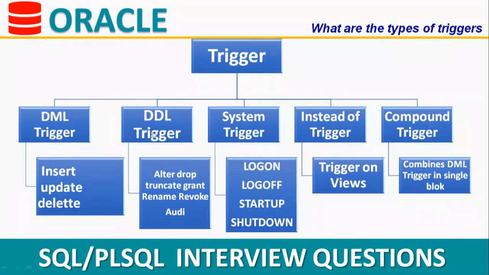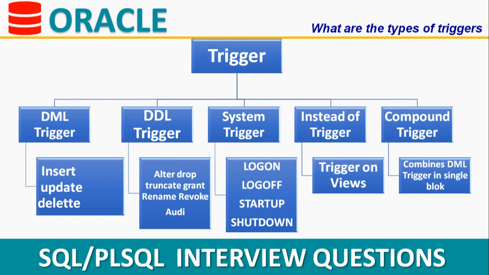If you want to track people's alterations through DDL operations, we use DDL triggers. DDL operations may be dropping a table, creating a table, truncating it, or renaming it. We use DDL triggers for that.